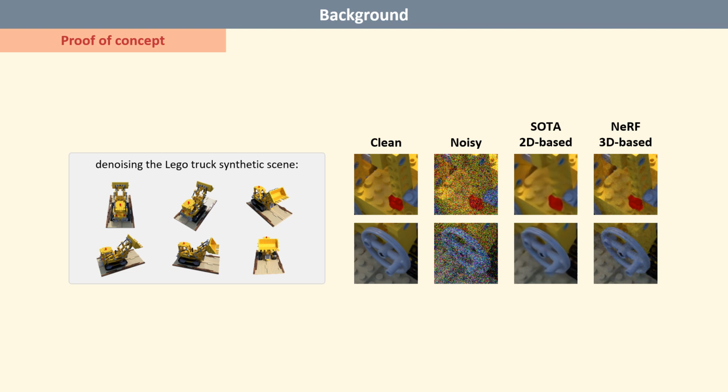As a proof of concept, we apply Gaussian noise to the Lego truck synthetic scene and denoise it with a 2D-based state-of-the-art method and with a 3D-based NeRF. We see that the 3D-based NeRF produces results that are more faithful to the underlying geometry of the Lego truck, motivating the use of 3D-based methods for multi-frame denoising, but the output images still contain a large amount of residual noise, and the NeRF model is orders of magnitude slower to run.